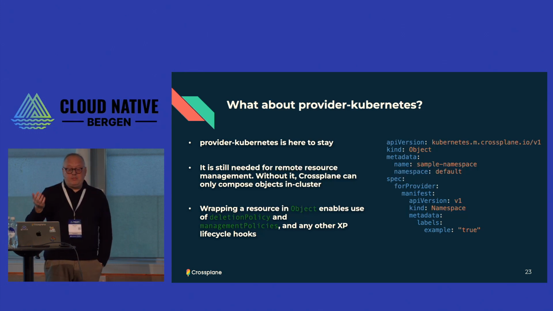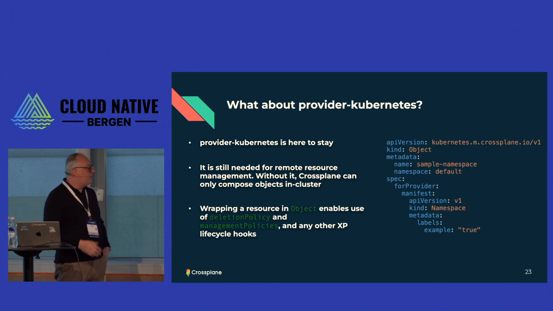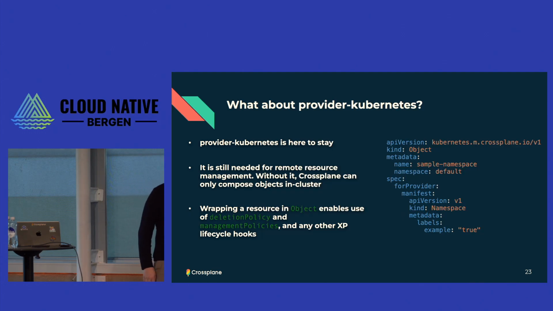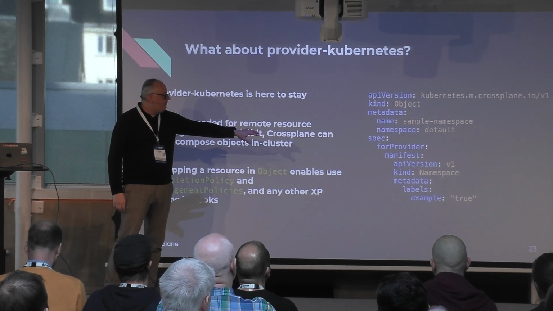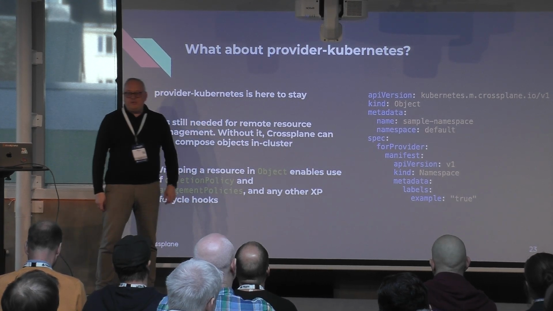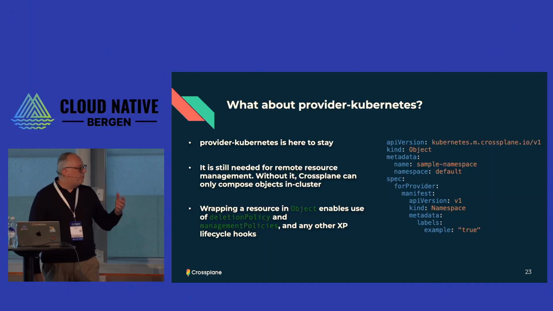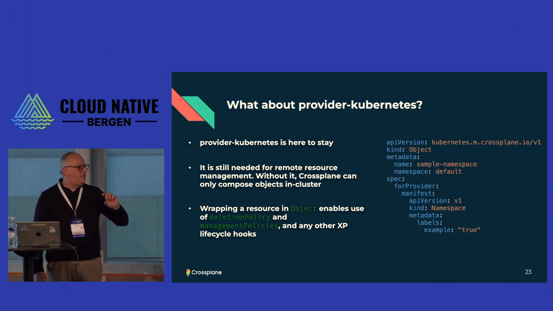I talked about provider Kubernetes. This is what we used to use. You could see here, we'd create an object kind and then wrap, like, a namespace. This was the old way of doing things before we did things automatically. There are still some cool features about this. You could still observe resources. The nice thing about Kubernetes is if you give it a kube config, you can manage things on another cluster. So that'll probably be the main use case for provider Kubernetes going forward.